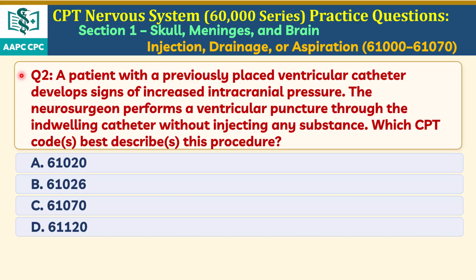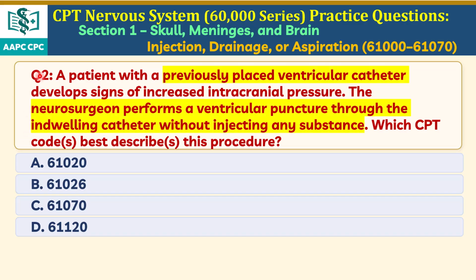Question number 2. A patient with a previously placed ventricular catheter develops signs of increased intracranial pressure. The neurosurgeon performs a ventricular puncture through the indwelling catheter without injecting any substance. Which CPT codes best describe this procedure? So there are 4 answers available. Take your CPT code book and find the answer.